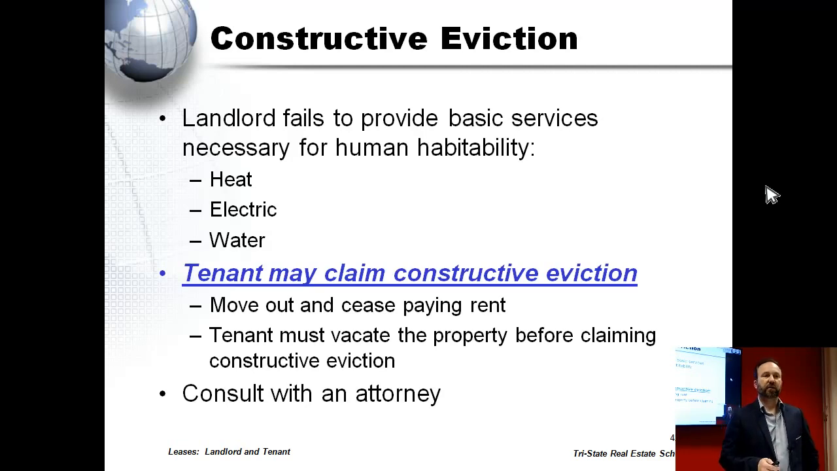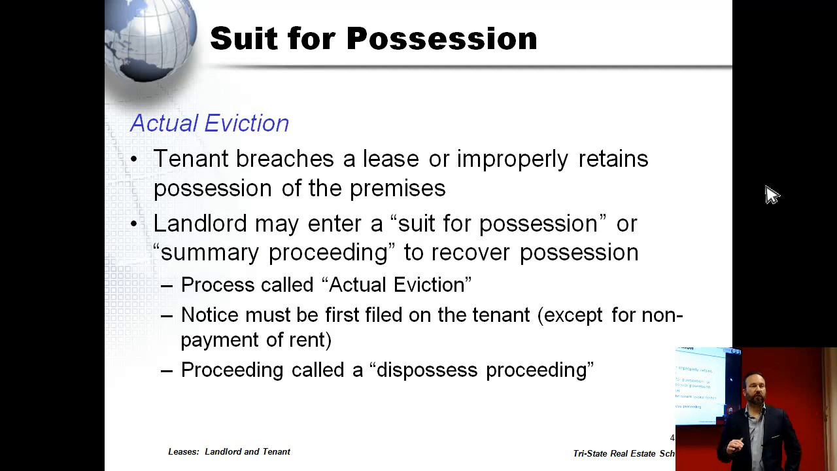Actual eviction, again you should consult an attorney, is when the tenant breaches the lease. Constructive is when the landlord breaches the contract, meaning they don't provide heat or something and it's not habitable. Actual eviction is when the tenant breaches the lease or improperly retains possession of the premises. The landlord can bring suit for possession or a summary proceeding to recover possession of the property.